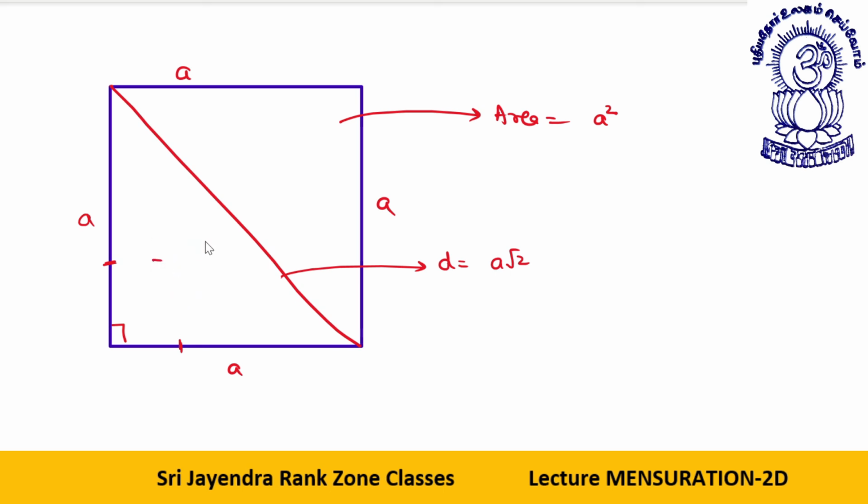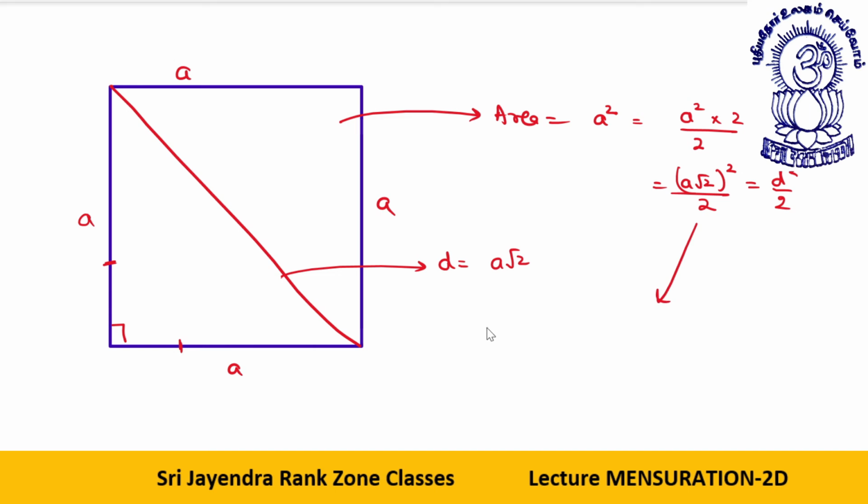So D is equal to A root 2. Area is A square. I can say this as A square into 2 by 2, or I can say A into root 2 square divided by 2, that is equal to D square by 2. That is the area of a square.